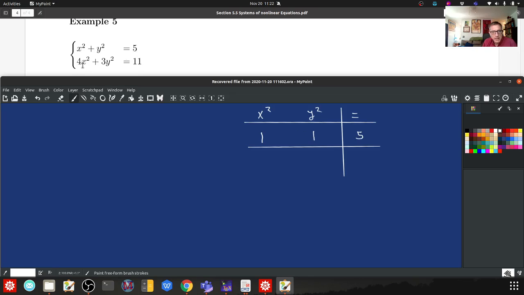Coefficient on my second row, on my x squared term, is 4. 3 on my y squared term, and 11. So that gives the following matrix: 1, 1, 4, and 3. These are called augmented matrices. 5 and 11.